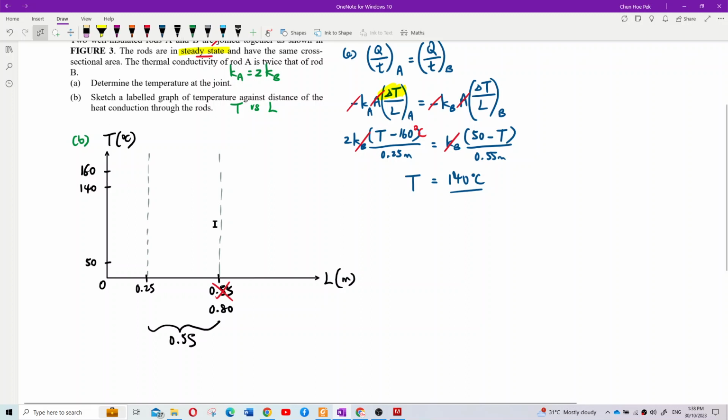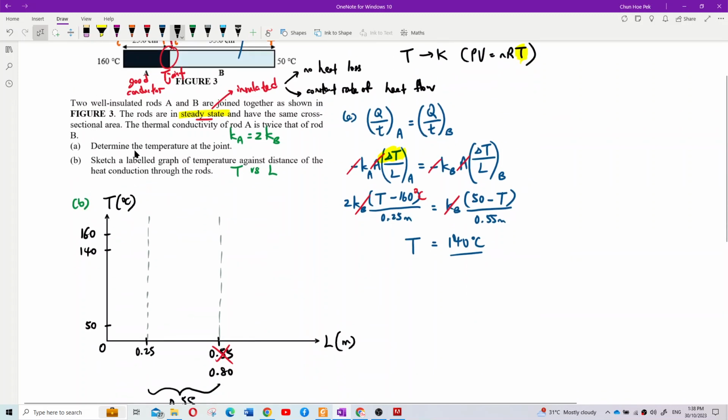So it starts from 0, that means 160 is over here, and then go to this point, and after the second rod, the 50 is over here, like that, right? So okay, the graph is like this, class.